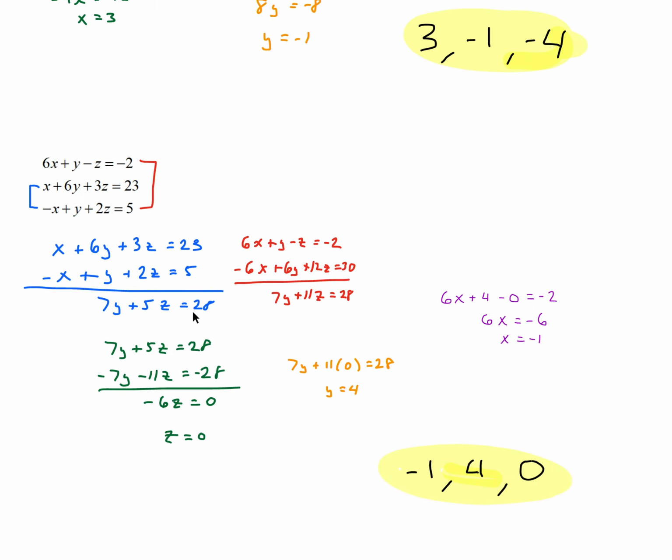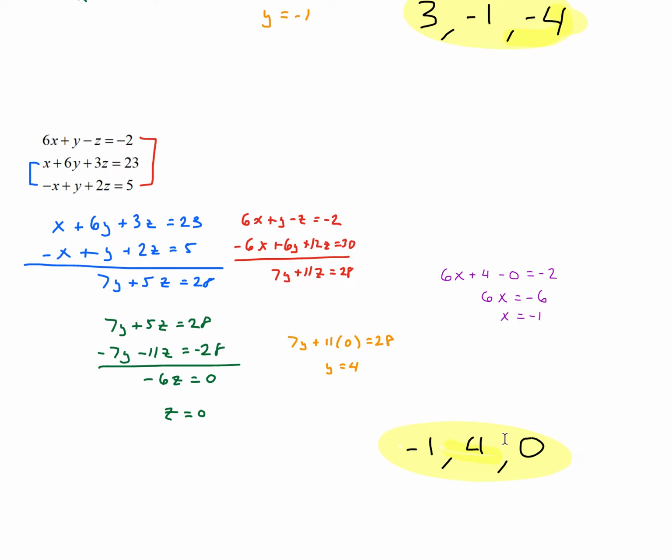Same thing here. Two equations, middle and bottom to eliminate x, top and bottom to eliminate x. Use these two to eliminate, it looks like y, get z, get y, and then get x.